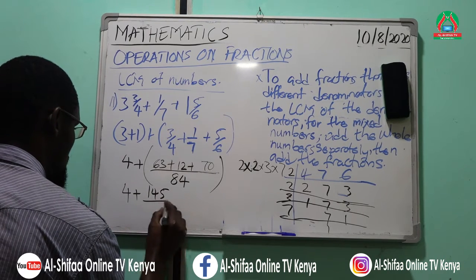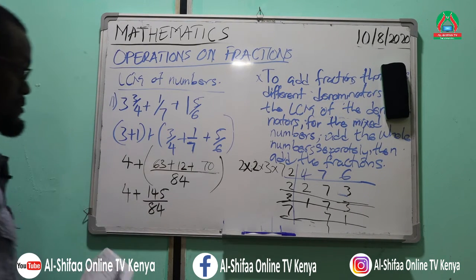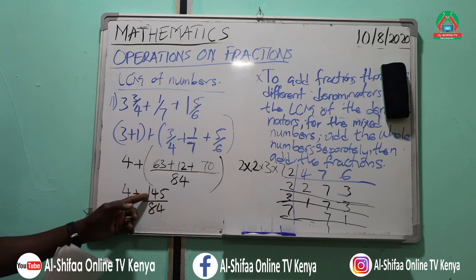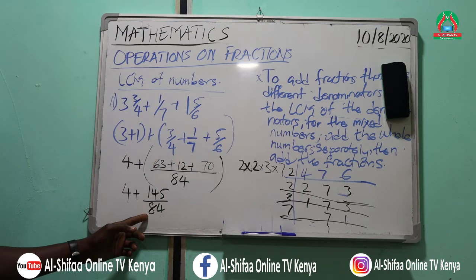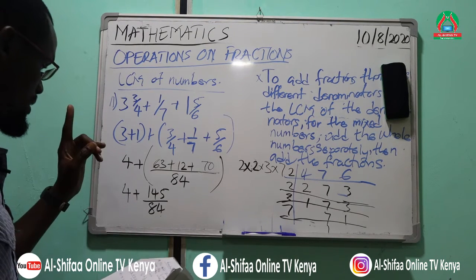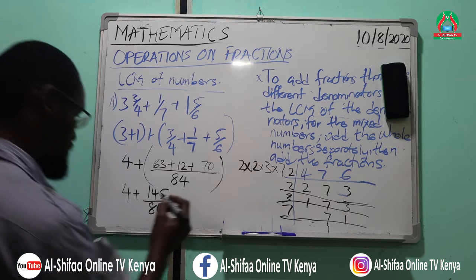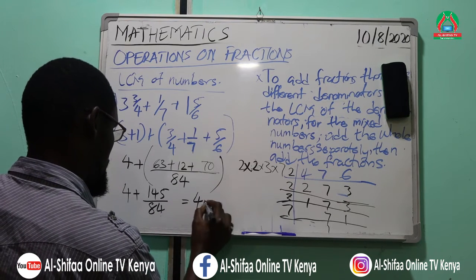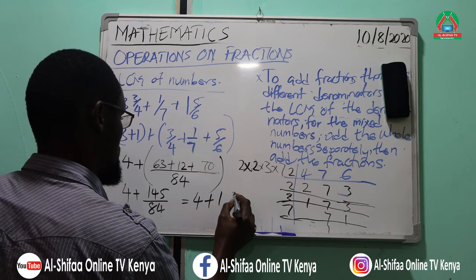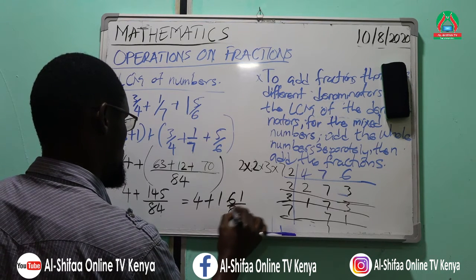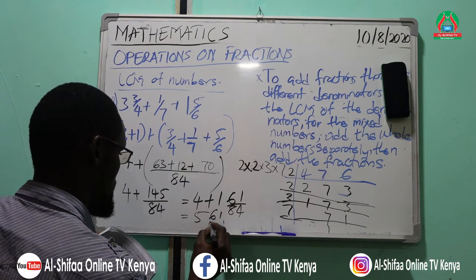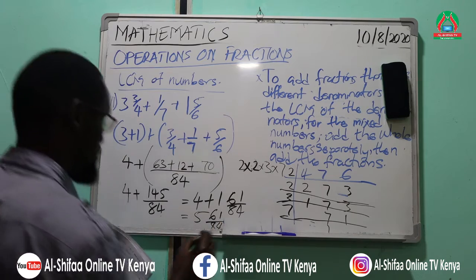145 over 84. So you can see that this is in form of a mixed fraction because the numerator is bigger than the denominator. So it means 84 can still go into 145 at least once. So this becomes 4 plus 1 and 61 over 84, which is equal to 5 and 61 over 84.